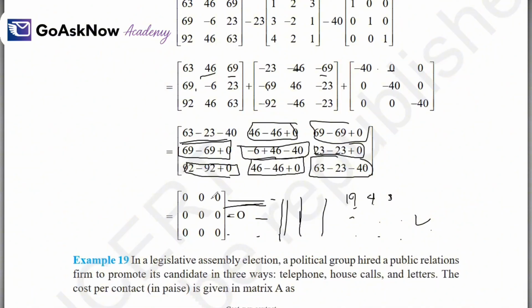You will get 0, 0, 0, 0, 0, 0, 0. That is null matrix. Okay. So this is the proof, after that you will get here null matrix only. That we have to prove in this question. Okay, so I hope that you got this question.